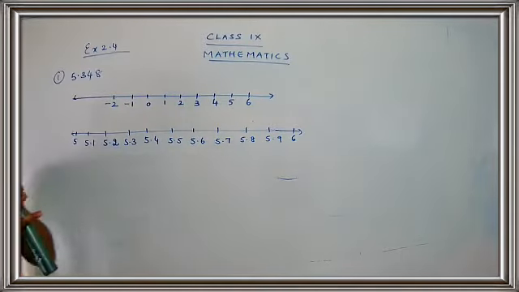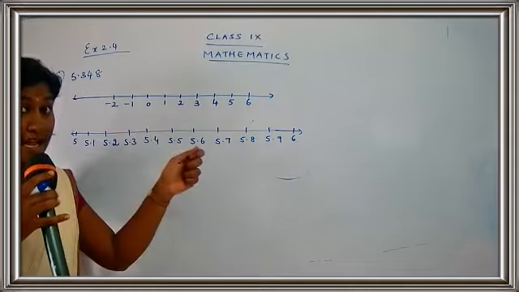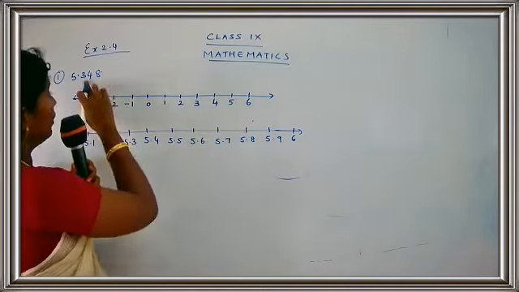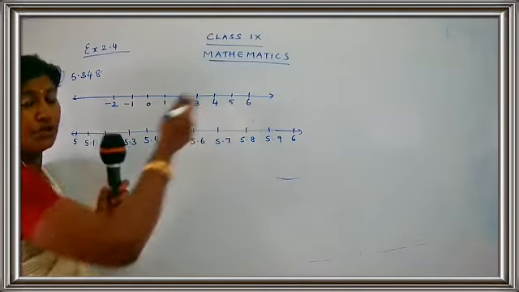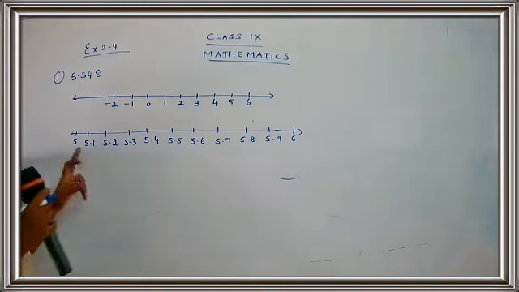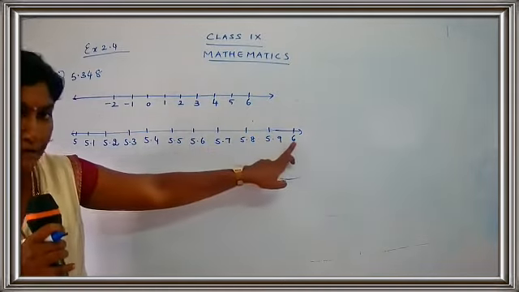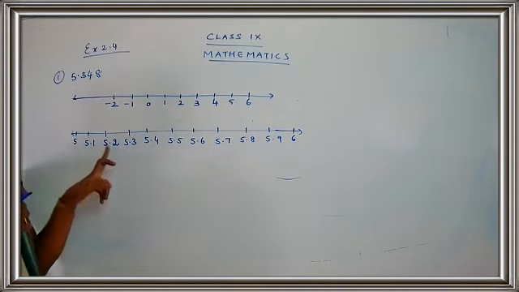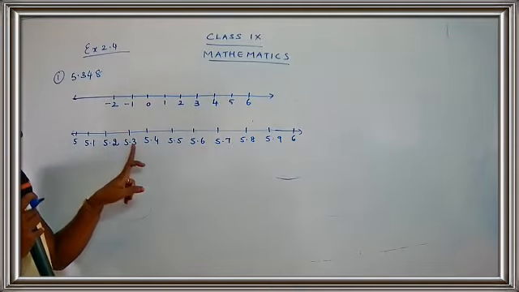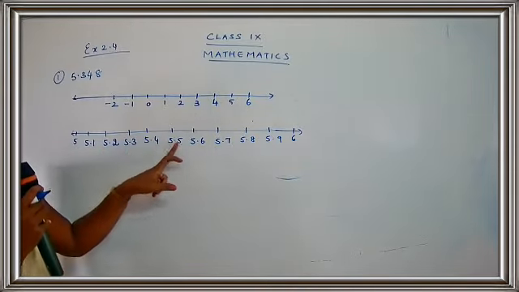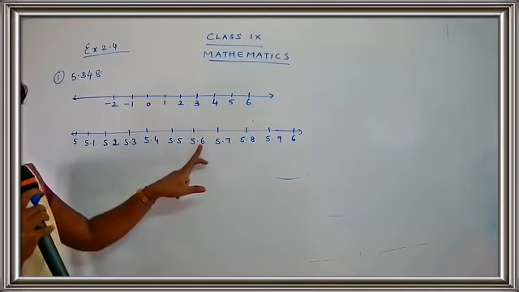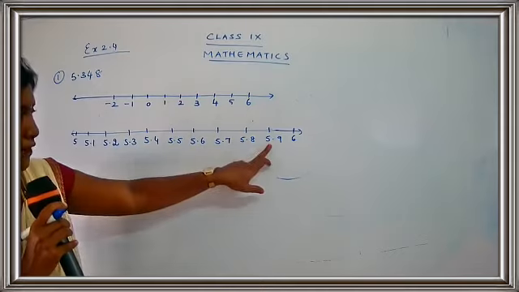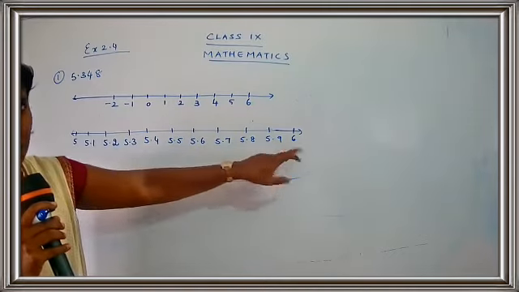Okay. So what have we done? We have magnified this 5 and 6. You know that 5.348 is going to be present between 5 and 6. So you magnify 5 and 6. What you get? 5 and 6 you write at the first and the last, and in between you write 5.1, 5.2, 5.3, 5.4, 5.5, 5.6, 5.7, 5.8, 5.9 and 6. Don't write 6.0, just write down 6. Enough.